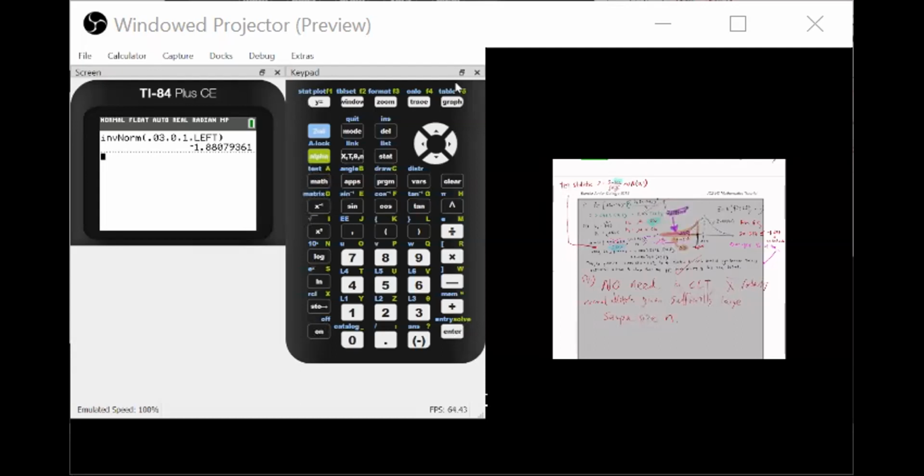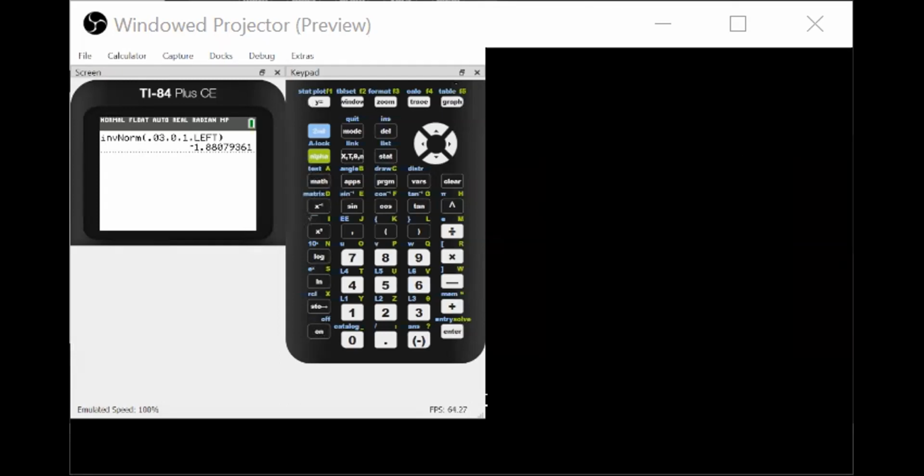Sorry, can you zoom in? It's very blurry. Oh, okay. Wait, hold on. Let me just. Never mind. I'll just get rid of the calculator.